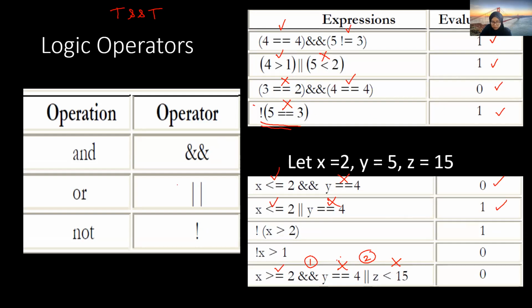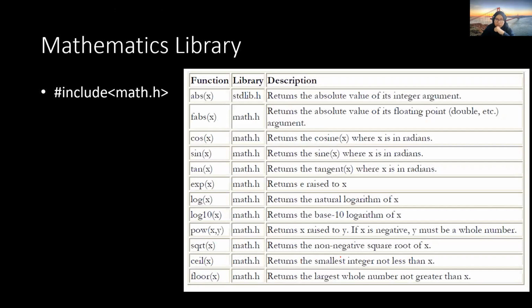Okay, now let's go. What we have done: number one, we did the arithmetic operator, then the relational operator, true or false, and finally the logical operator, also true or false. Now let's look at the mathematics library. If you want to use the library functions, the mathematical operation functions, always put #include <math.h>. Otherwise, it will not recognize your function.